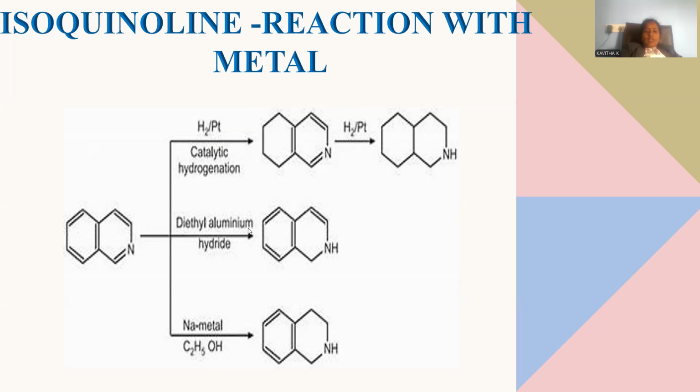Isoquinoline to be treated with diethyl aluminium hydride. Diethyl aluminium hydride is a reagent applied over there that is able to go for the partial reduction in specific. 1,2-dihydroisoquinoline is the final product. 1,2-dihydroisoquinoline will be achieved. Sodium metal dissolved in ethanol solvent gives rise to saturation of the entire pyridine ring, giving rise to tetrahydroisoquinoline as the final product. All these are considered as reduction reactions only. There are certain partial reductions possible, and complete reduction is accomplished by the platinum catalyst.